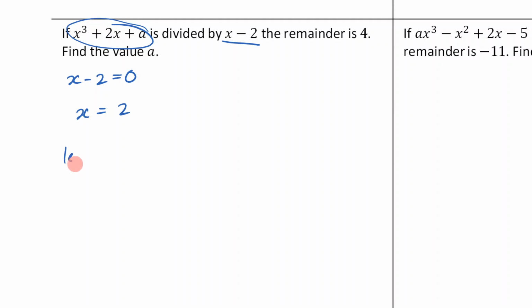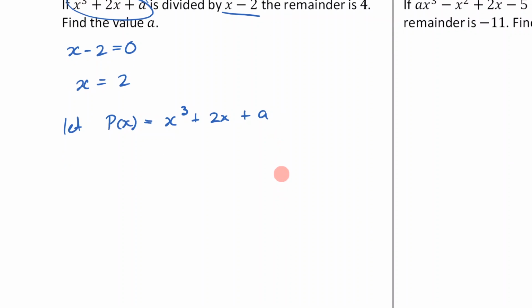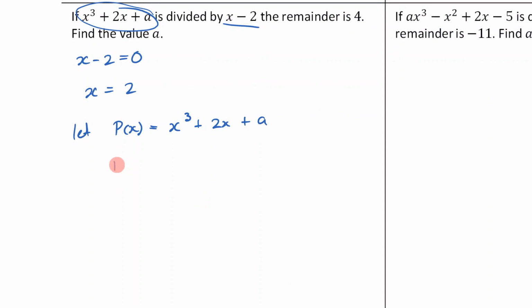So let me just say, let p of x be equal to x cubed plus 2x plus a. What I know is that when I go p of 2, my answer is going to be 4, because when I sub that into p of x, I'm going to get my remainder out, and I'm already told that my remainder is 4. But I need to solve it for a now. So let's go through this a bit slowly.